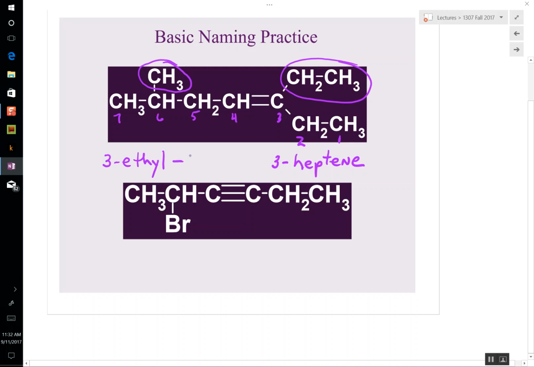3 ethyl, dash, 6 methyl. Now that's a Y, that's an L right there, so I need a dash to distinguish my methyl from my 3. I think that's the full name. Did we leave anything out? That's the full name: 3-ethyl-6-methyl-3-heptene.